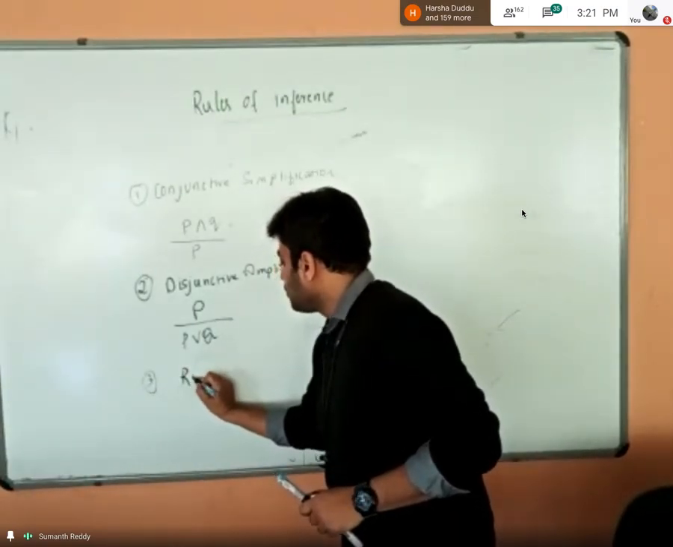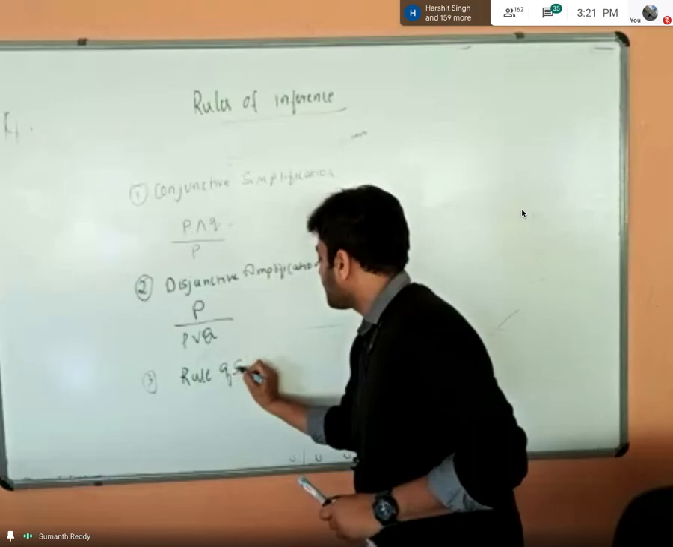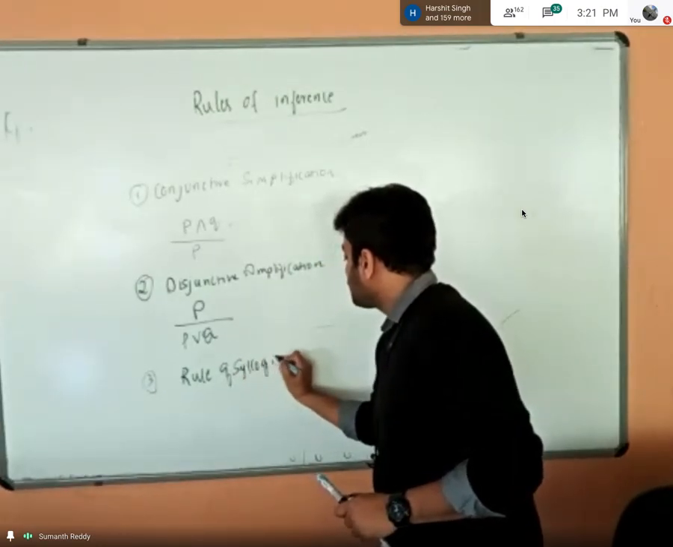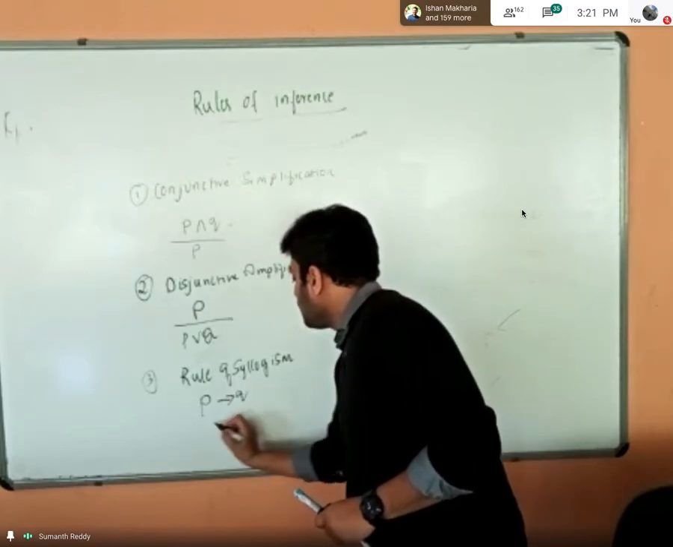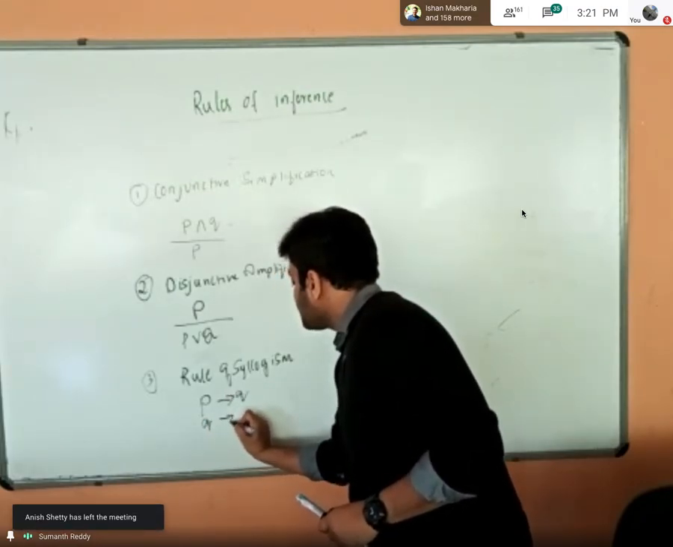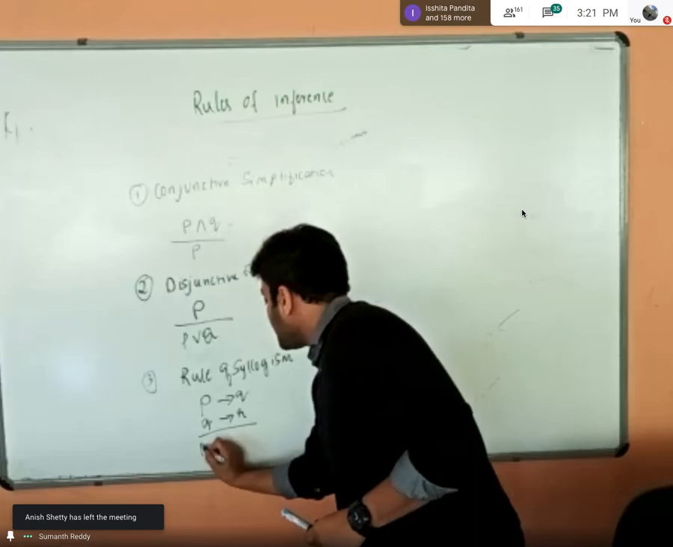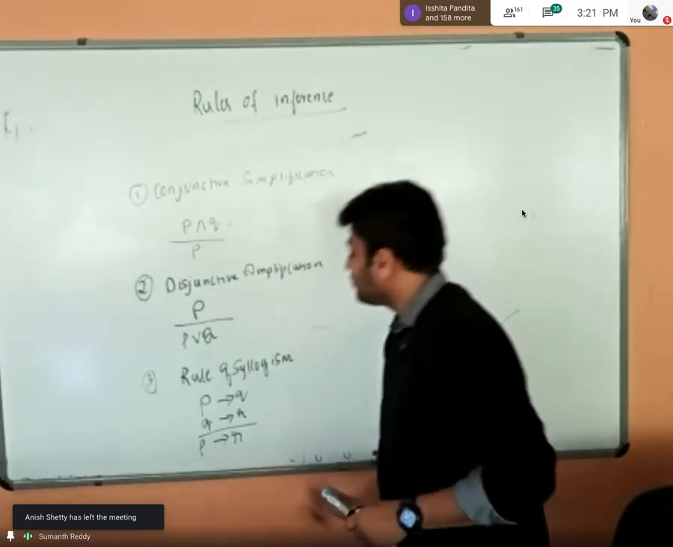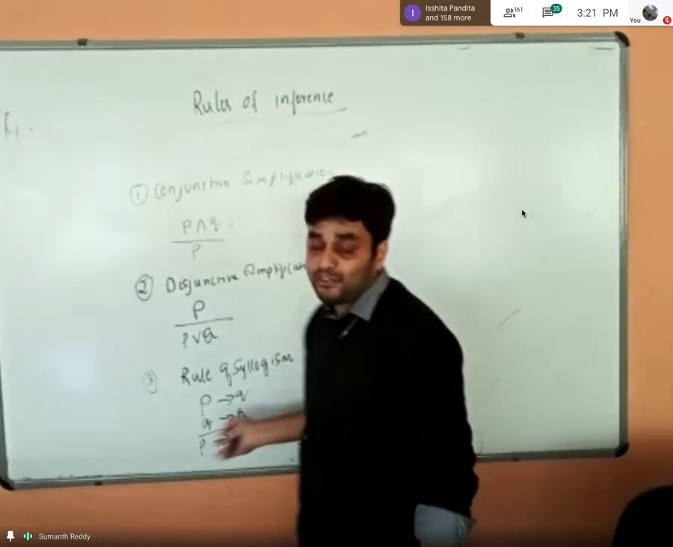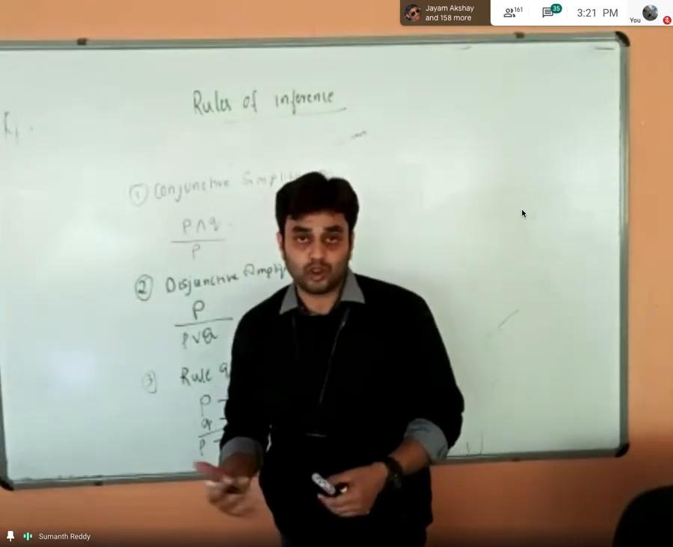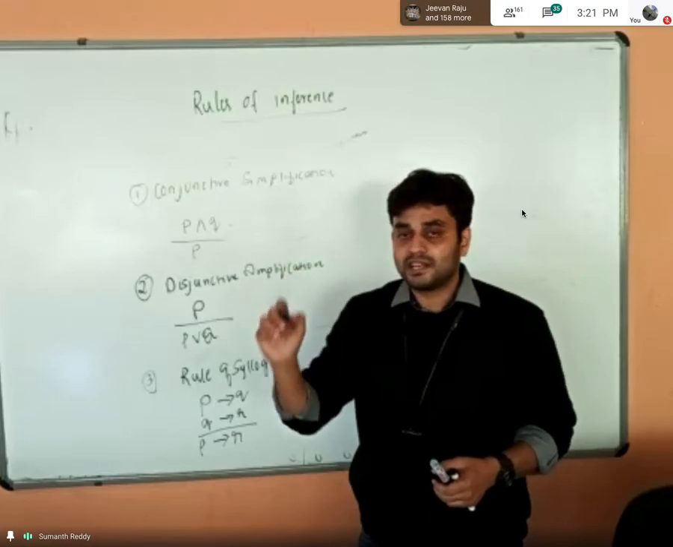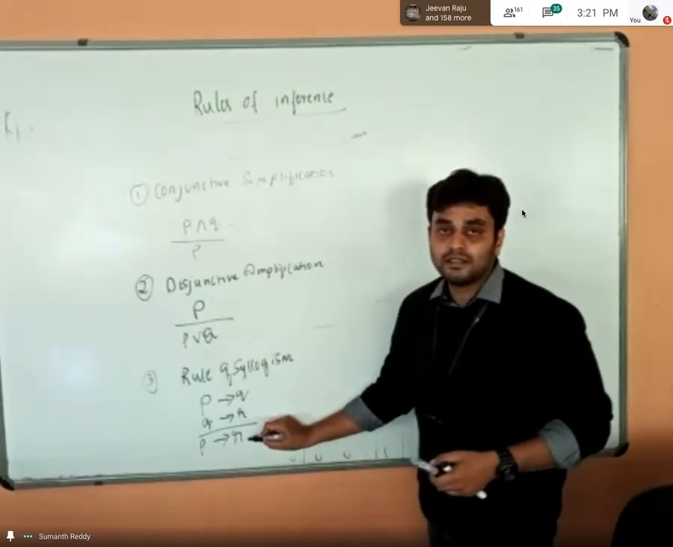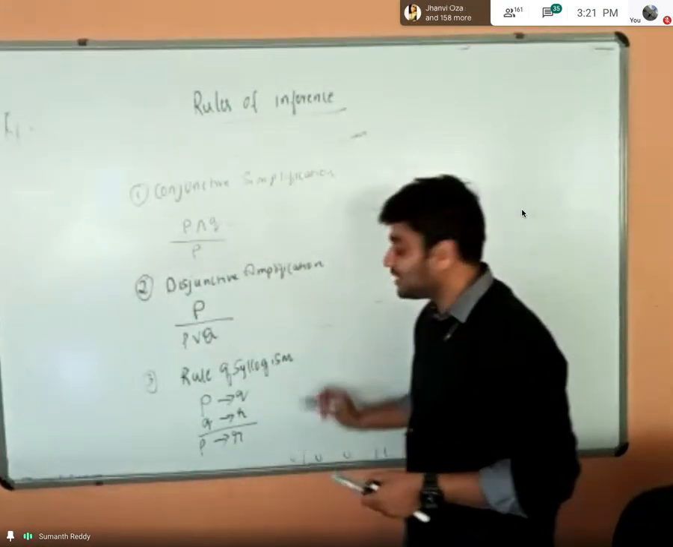That is the rule of syllogism, very important. This rule of syllogism tells that if I know that P implies Q is true and Q implies R is true, then P implies R is also true. If you ask me the proof for this, just now we have solved one problem, that is P implies Q and Q implies R is a necessary and sufficient condition for P implies R.